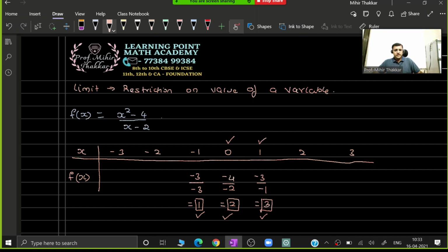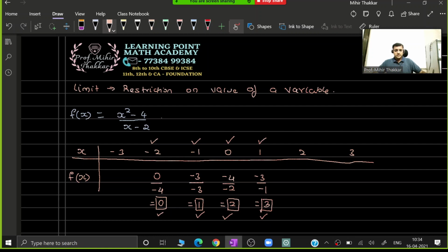Suppose I try for negative 2, in that case I will get minus 2 square, that is nothing but 4. 4 minus 4 is 0, denominator 0 upon negative 4. Division of 0 by a negative number is acceptable because 0 upon any number is always 0 only. So we will get the answer 0, and 100% 0 is a real number or an integer. So definitely this is a valid answer.